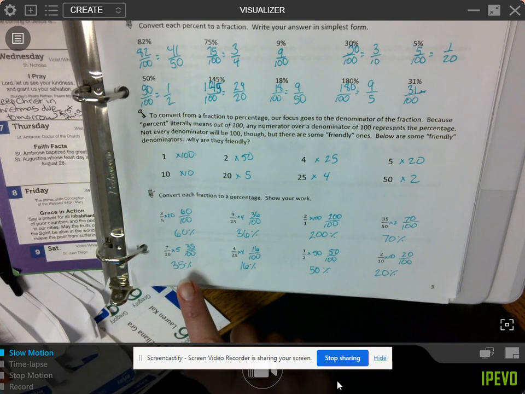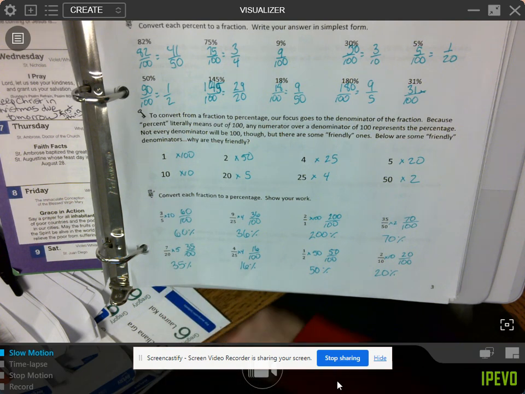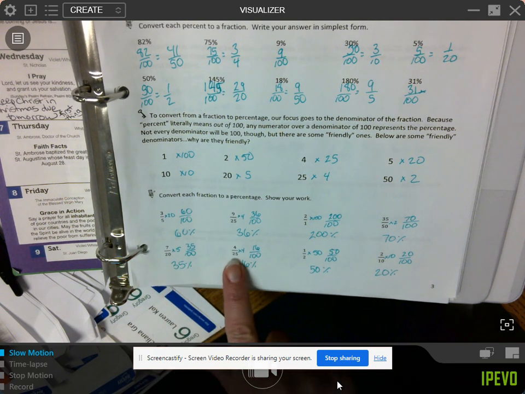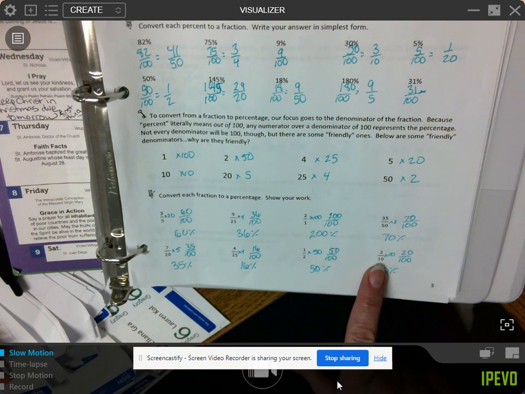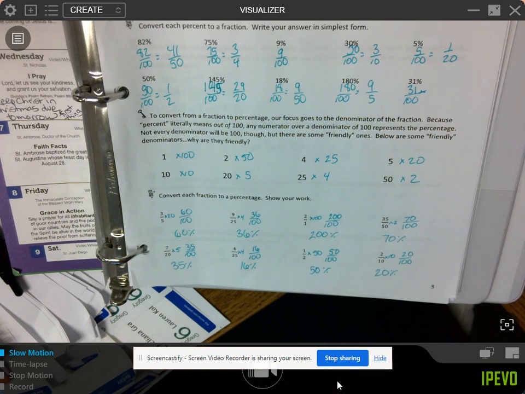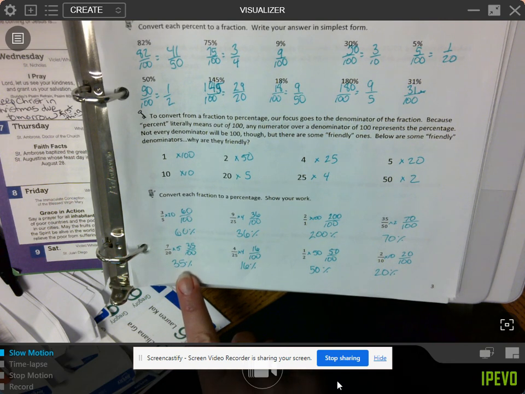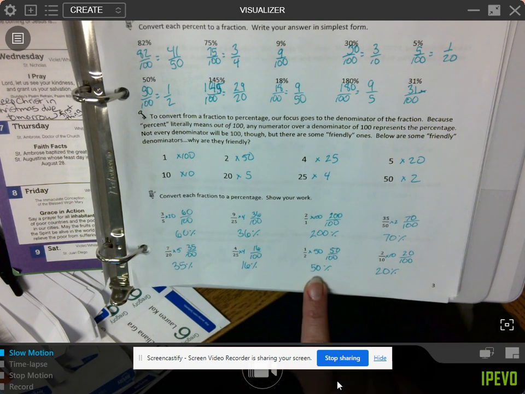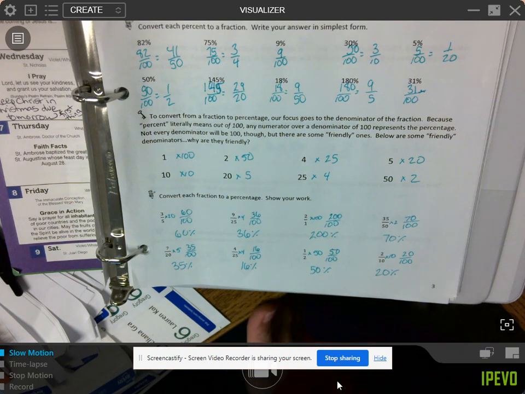On the bottom, we went from a fraction to a percentage. What is our magic denominator number that we need to remember? Zelda? 100. 100% out of 100. 100 is the magic number for this whole unit. So we had to make each of our denominators go up to 100. Whatever you multiply the bottom by, you multiply the top by. So we have 35%, 16%, 50%, and 20%.